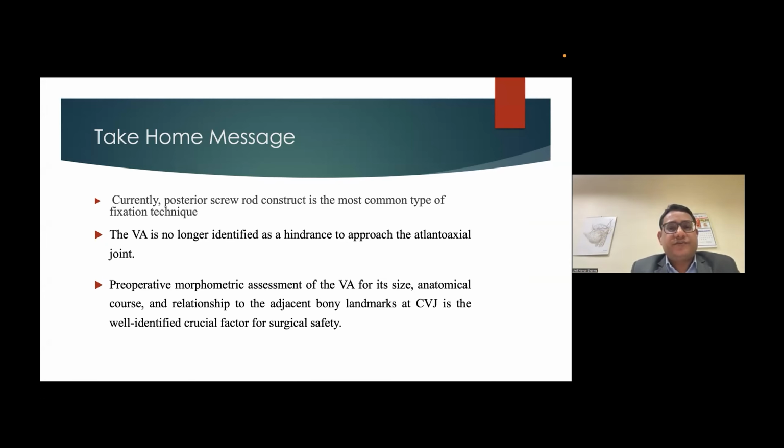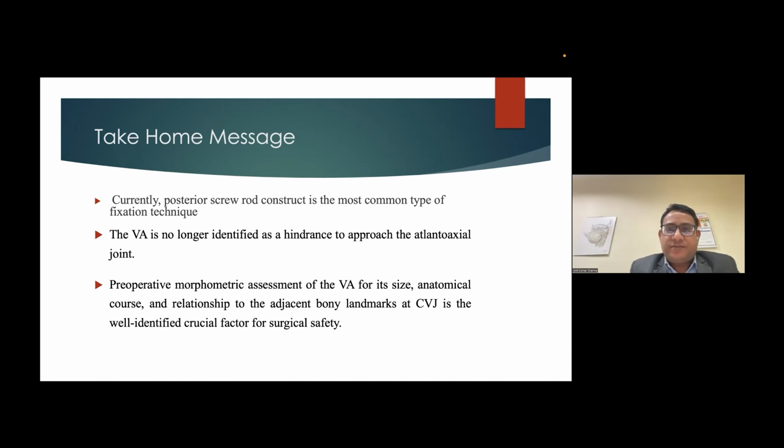For all craniovertebral junction fixation cases, CT angiogram should be done, and there should be cautious evaluation of the course of the vertebral artery. As we have discussed, vertebral artery anomaly is associated almost 2.3% of the time, and vertebral artery injury sometimes can be very catastrophic in these kinds of cases. And the vertebral artery should no longer be identified as a hindrance to approaching the atlantoaxial joint.